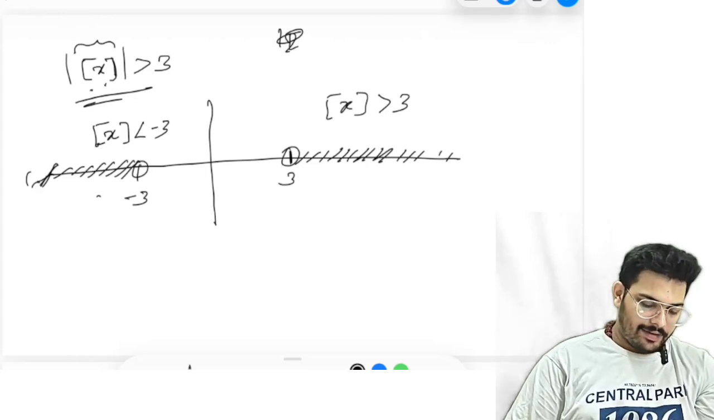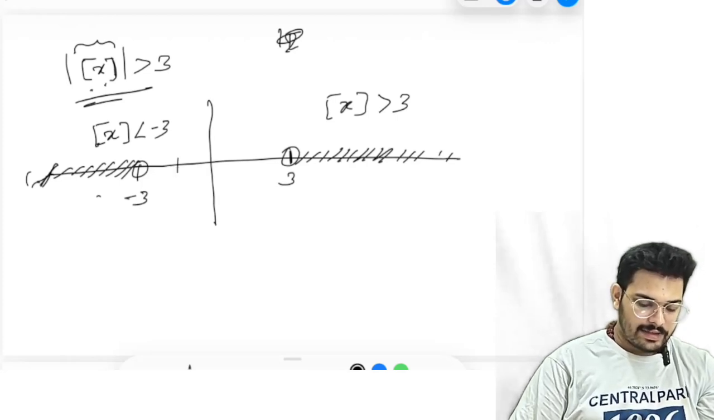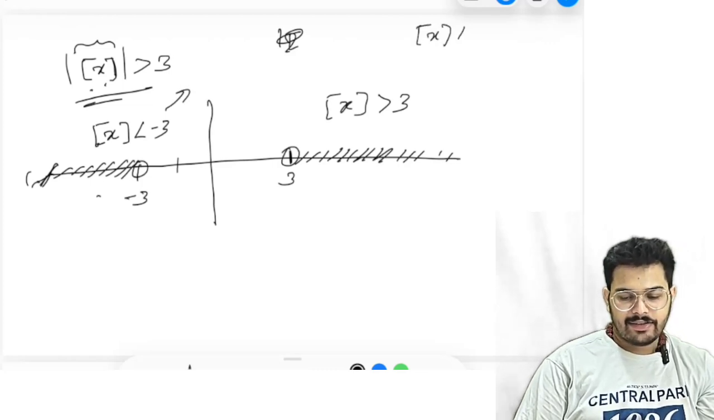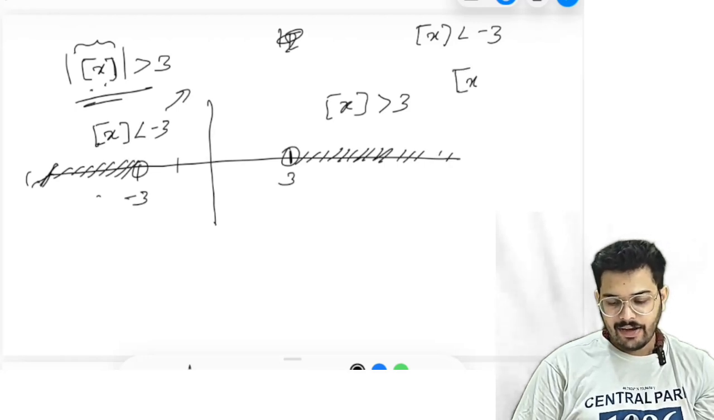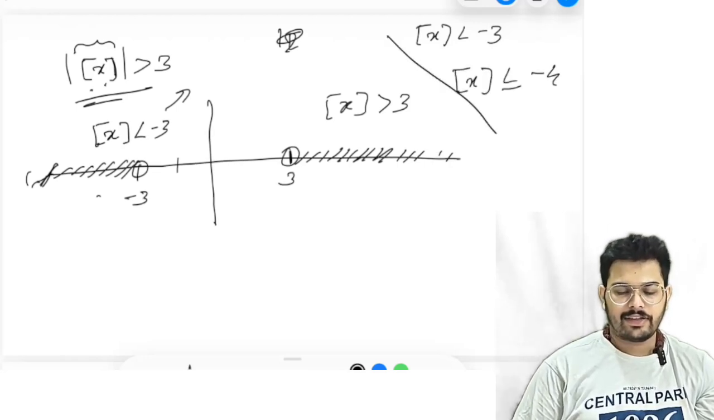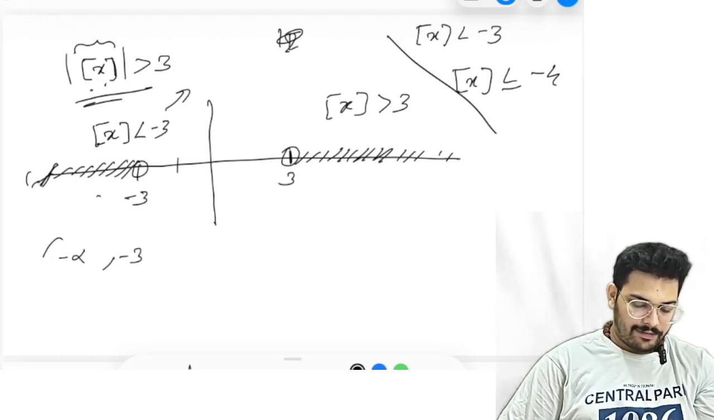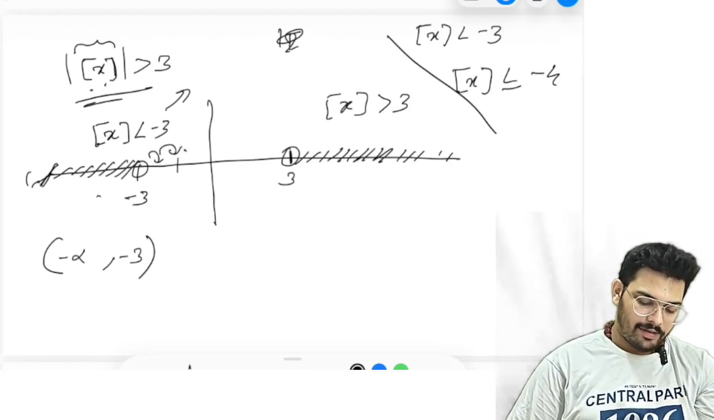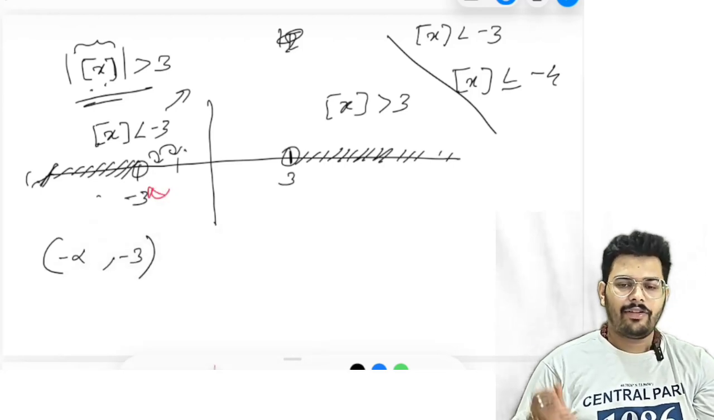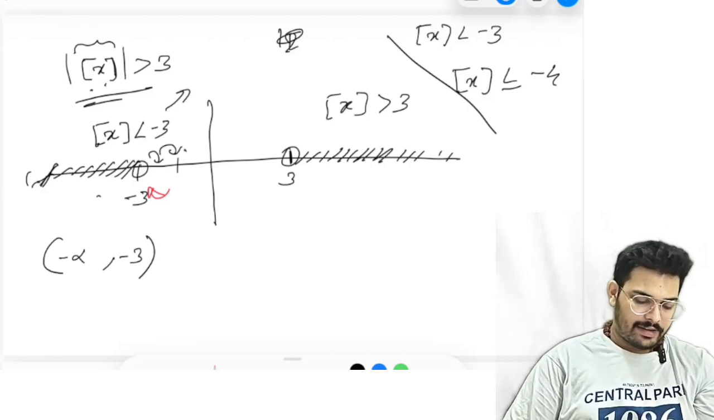Box x less than minus 3 means box x is always an integer value, which means box x can have a value of minus 4 or less. That's the logic. Which means here it will be from minus infinity to open minus 3. Because if you take a value slightly beyond minus 3, then box x will give minus 3. We only need the box x value starting from minus 4. That means it will be minus infinity to open minus 3, in this region.